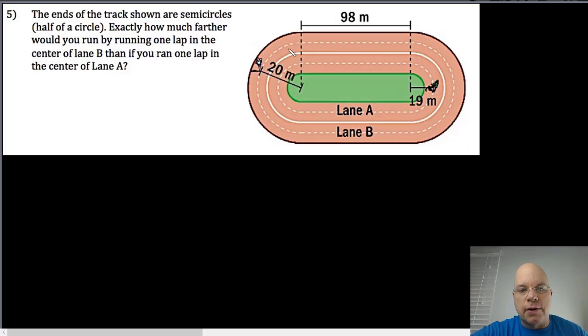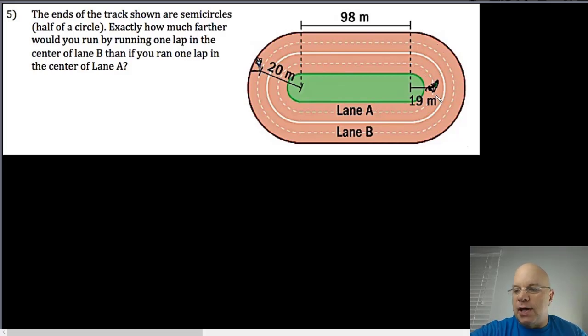So you look at where this runner is. He's running around the semicircular portion of this track, and this runner's doing the same over here. Exactly how much farther would you run by running one lap in the center of lane B, that's this outside lane, than if you ran one lap in the center of lane A? I think you can see that the runner that runs in lane A doesn't need to run as far because the circular portion of the track is a smaller circle than the circle that's out here in lane B.